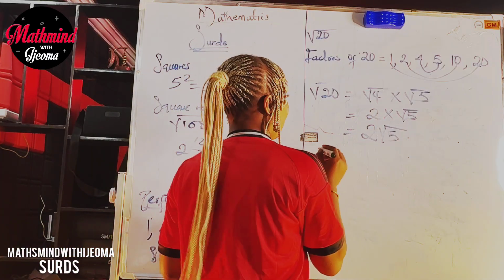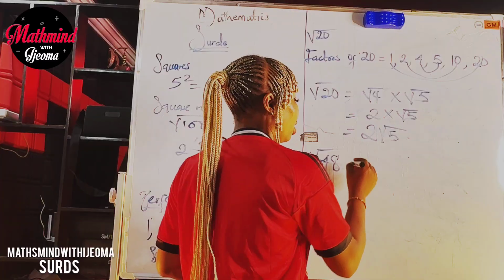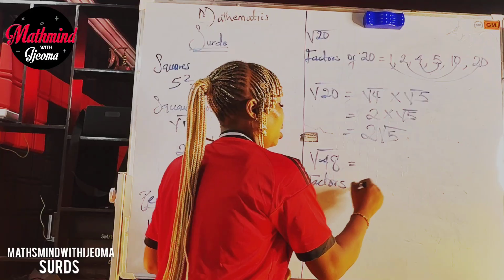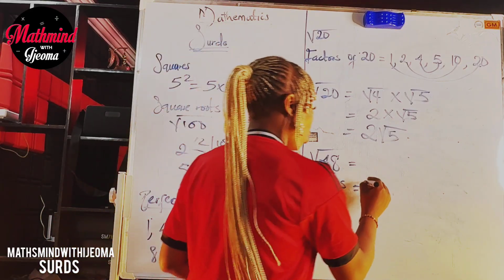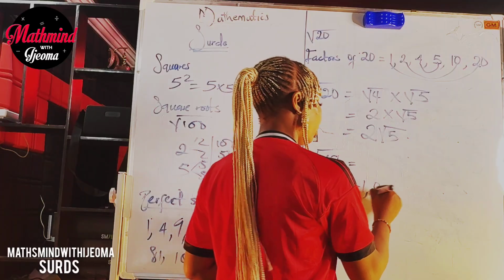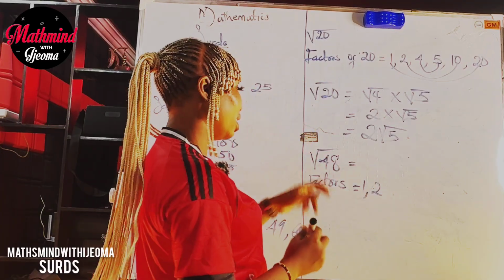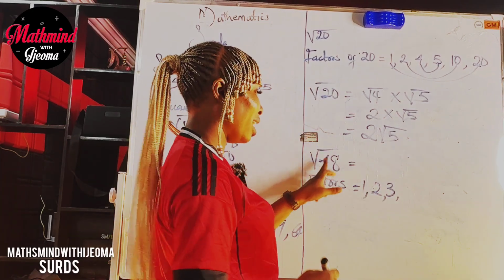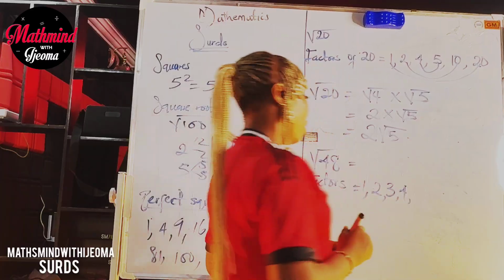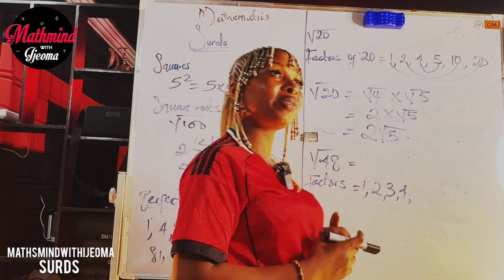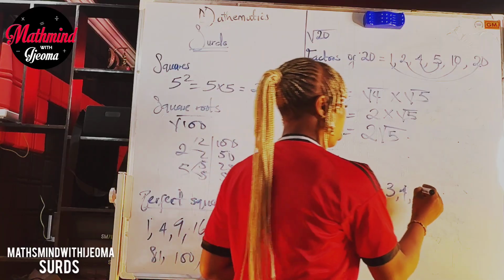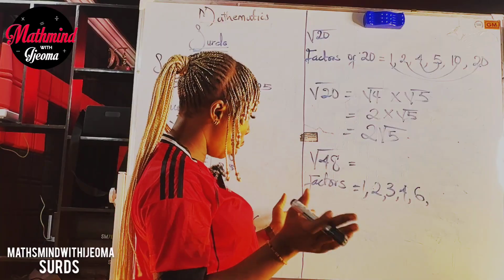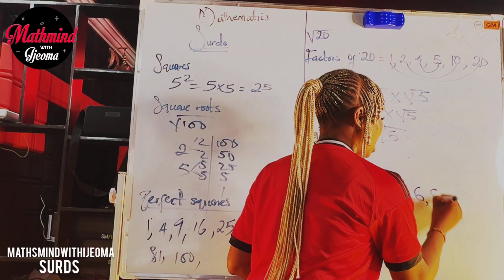You can take any other number. We have 48. Now, factors. Let's list out the factors of 48. We have 1. We have 2. Can 3 go in 48? Yes, 3. Can 4 go in 48? Yes, 4. Can 5 go in 48? No. Can 6 go in 48? Yes, it can go. Can 7 go in 48? No. Can 8 go? Yes. 6 times 8 is 48.